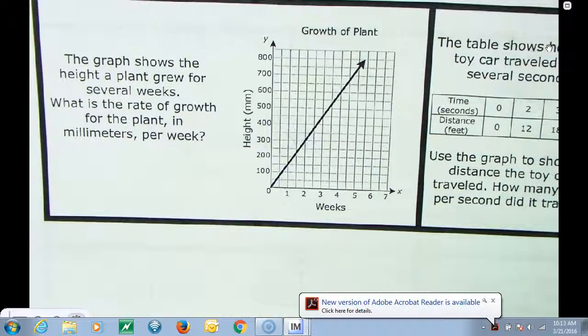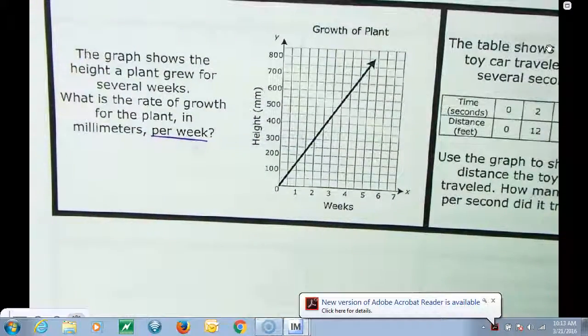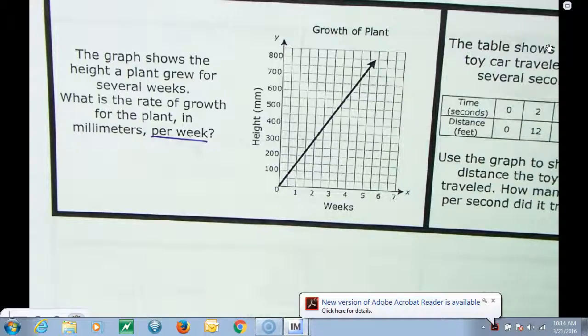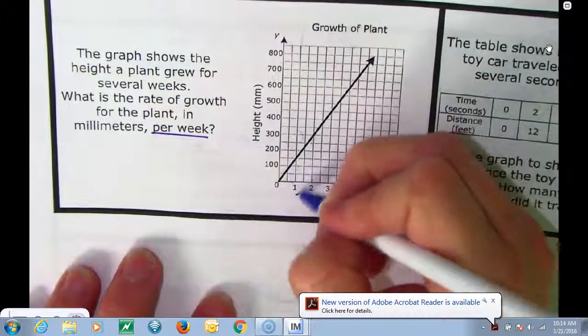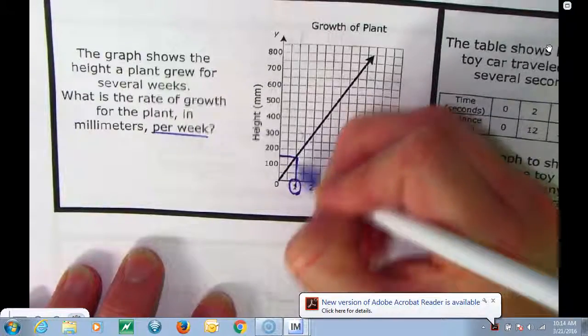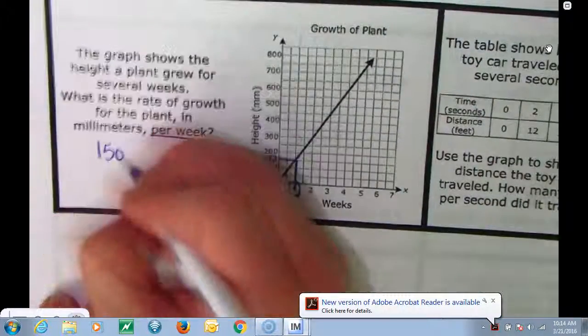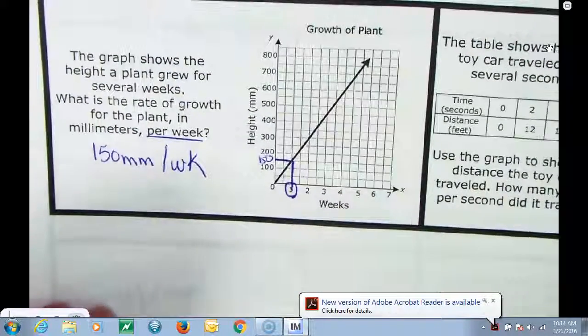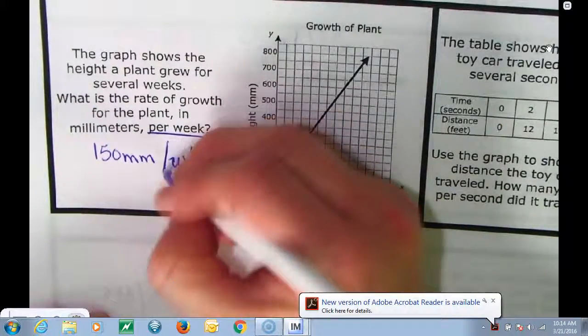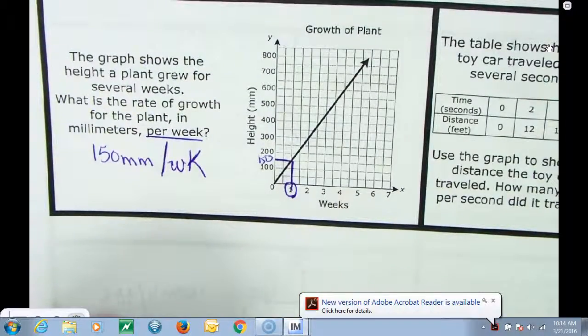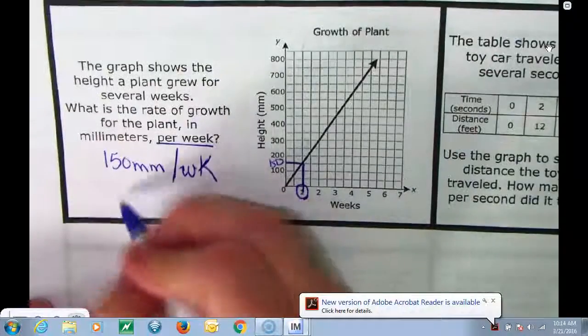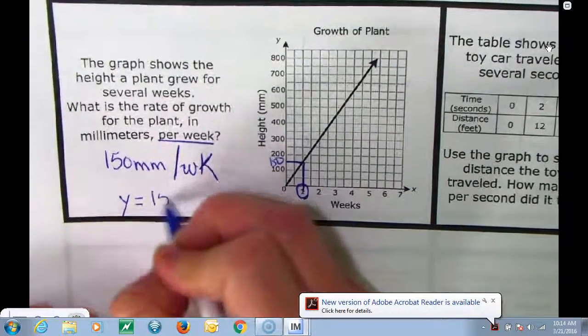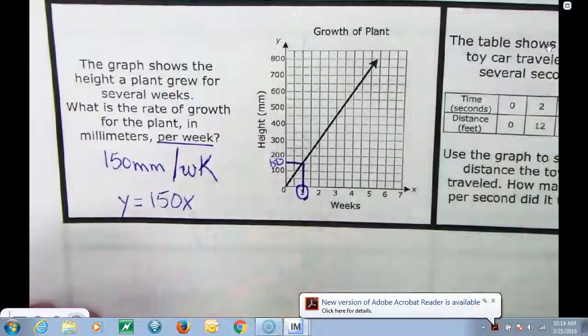So, to get per week, we could do rate of change. We could do rise over run on this if we wanted. But it's easy. Right here, 1, go up. What is that? 150. So 150 millimeters per week. Good. So we know the equation would be y equals 150x. Awesome.